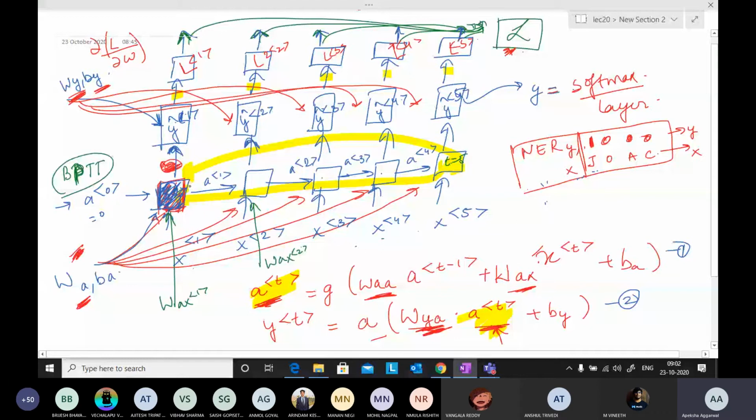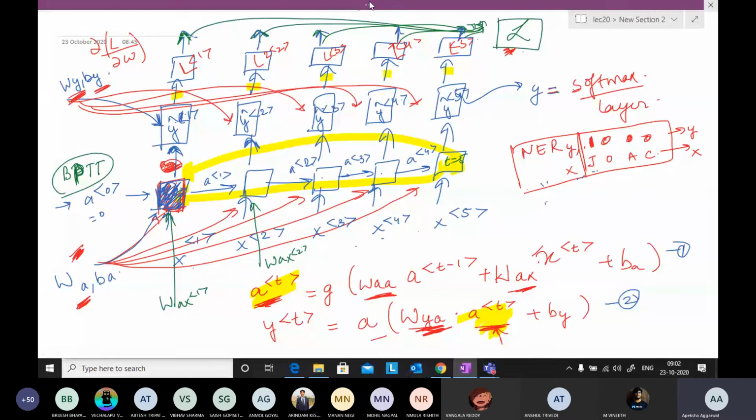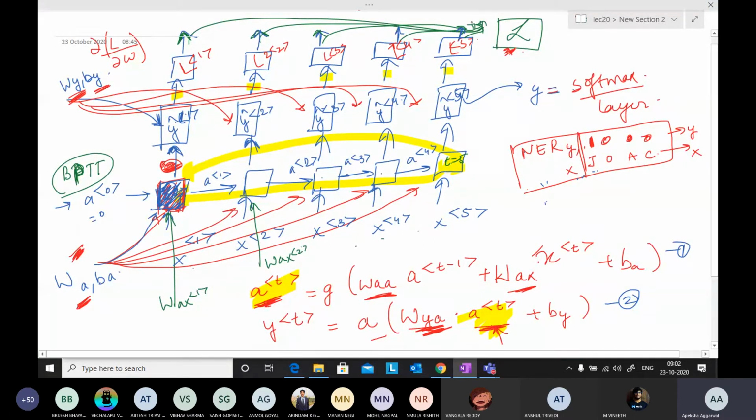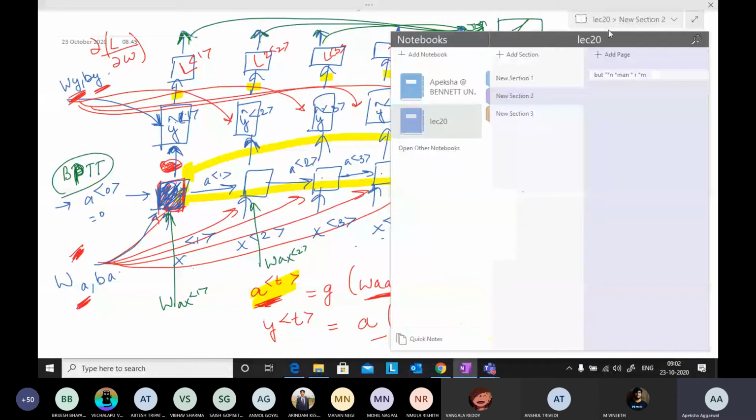Okay. So I hope up till now this is clear. How do we forward and backward propagate in this network? If anyone is having any doubts, you can ask. Okay, so I guess no doubts.